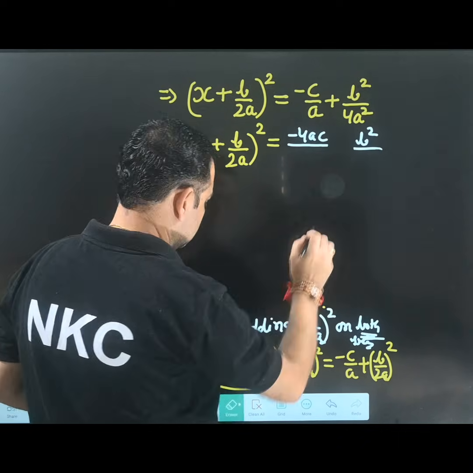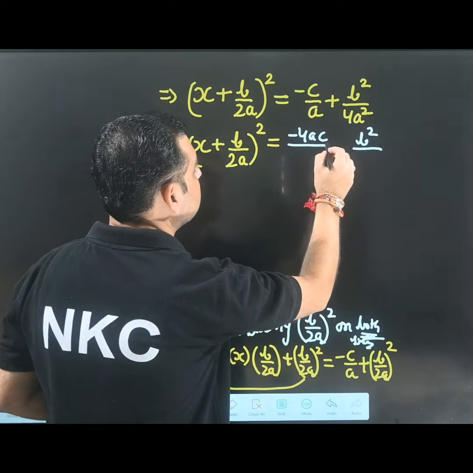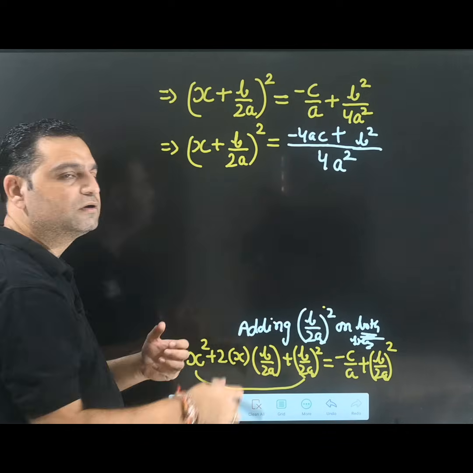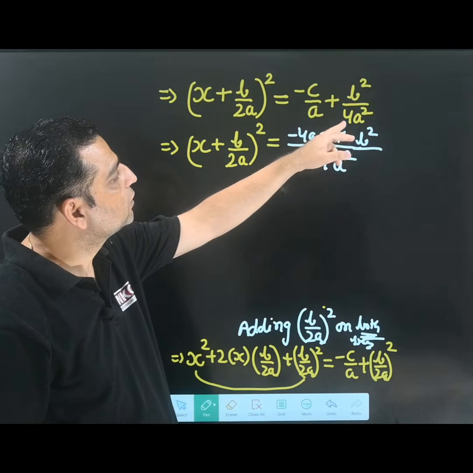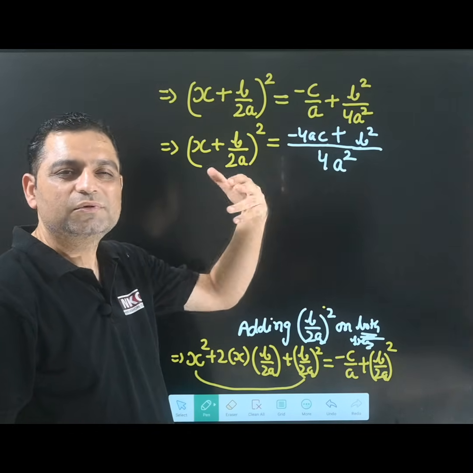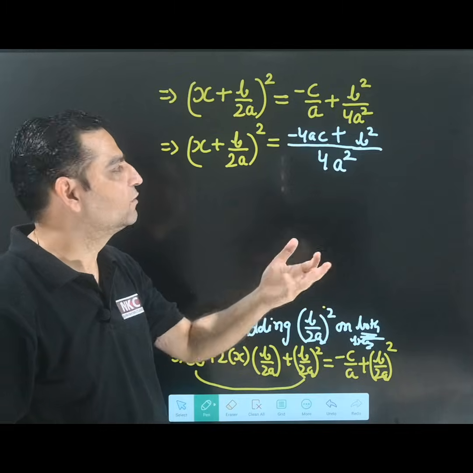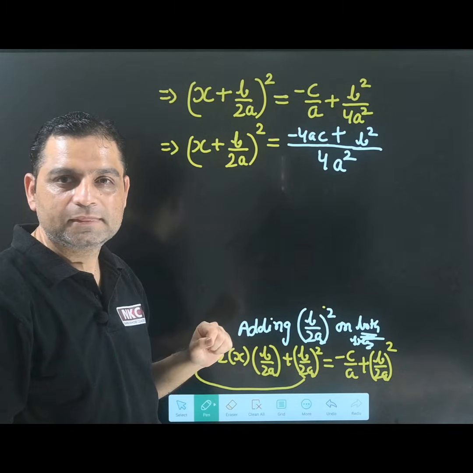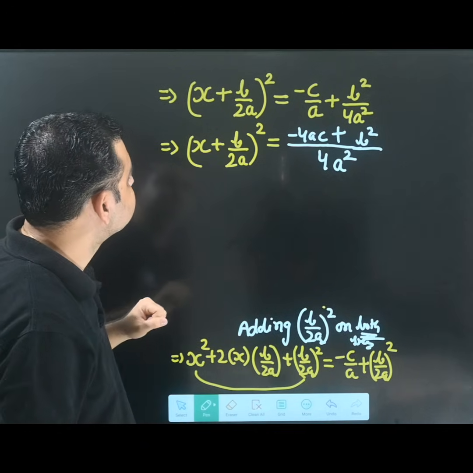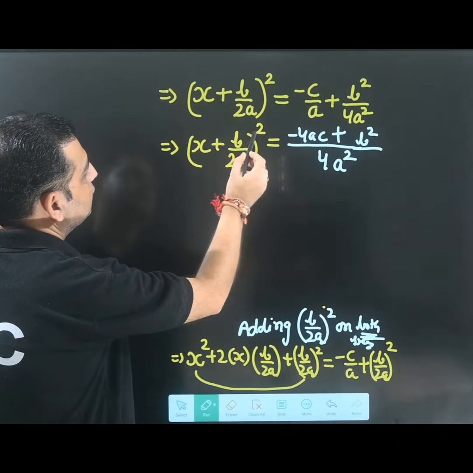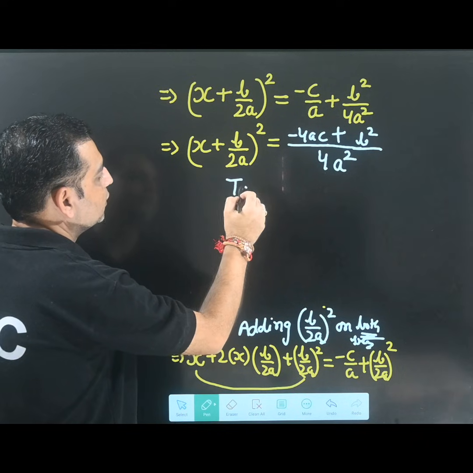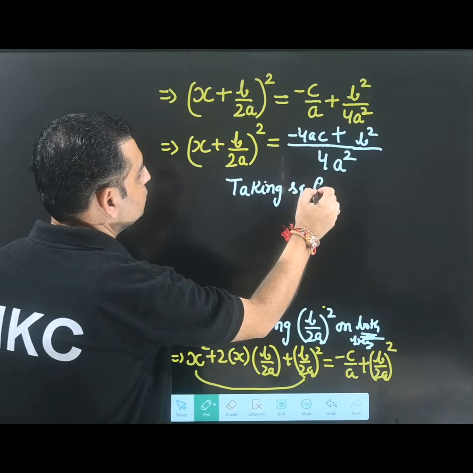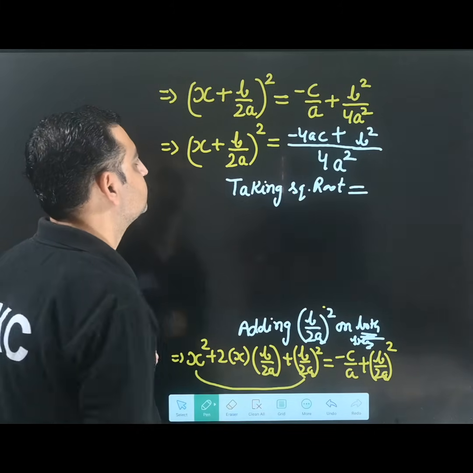And now if you analyze, this is just the LCM concept. I covered it with the basic, but usually what people do is, LCM of a and 4a square is 4a square. But many of you might not be able to understand. That's why I covered it with the basic, that is making the denominator same. Now what will happen? This is square, right? So the next step is taking square root on both sides.